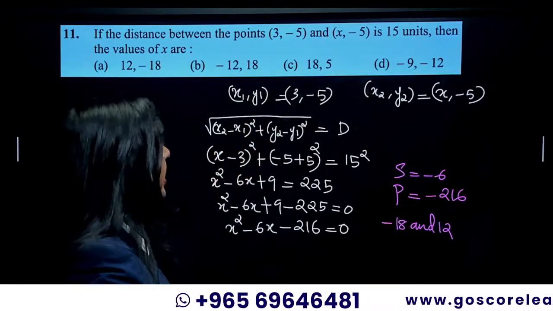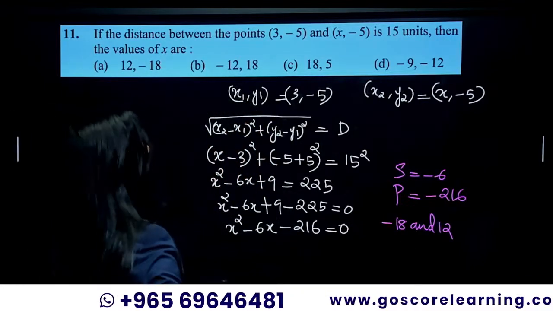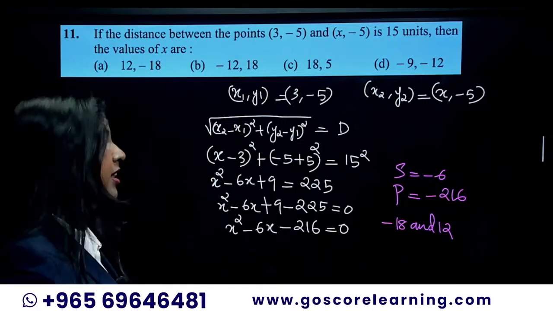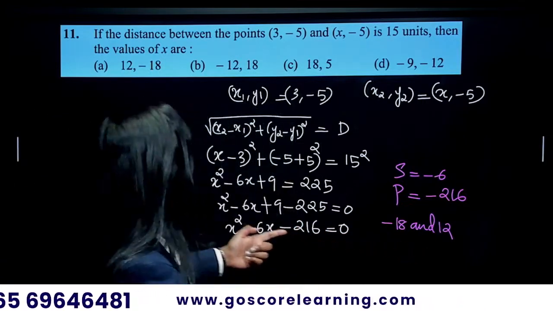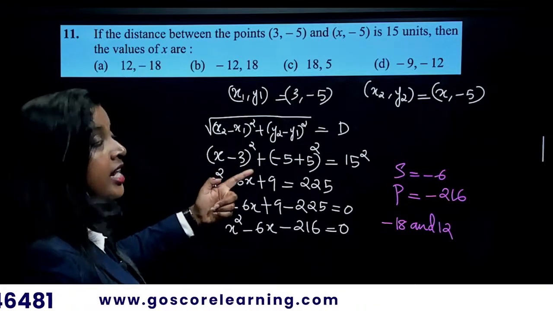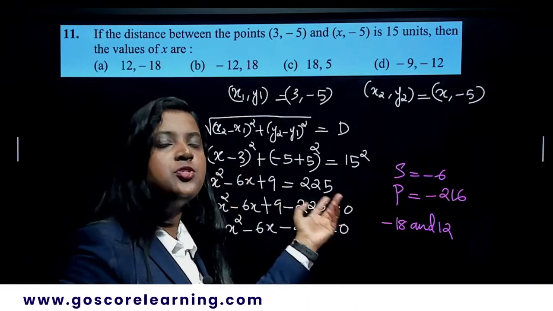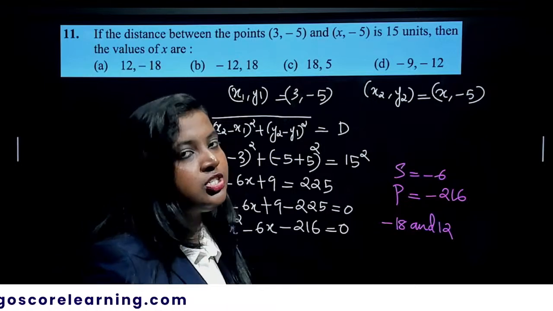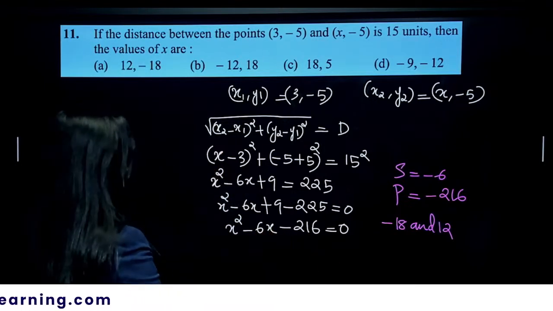So minus 18 and 12. Again, there are some people who, after getting this negative 18 and 12, will directly go to option A, and CBSE knows you're going for option A. That's why that option is there. Unfortunately, your answer is wrong. So you have to simplify further.